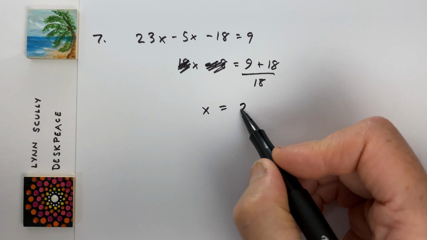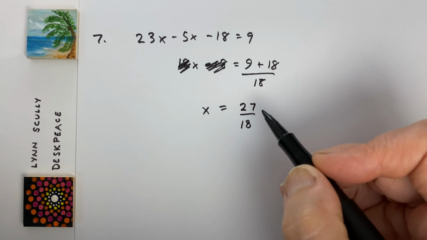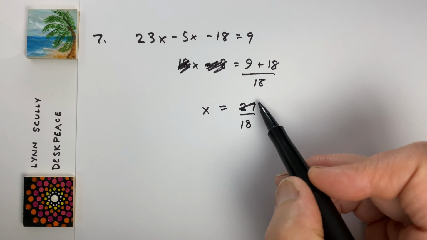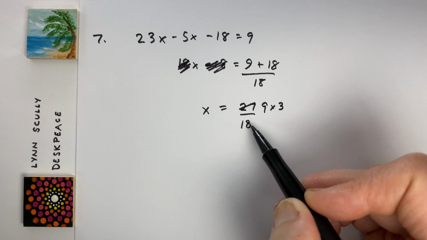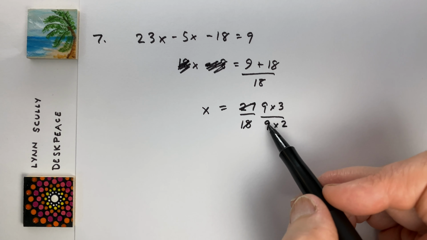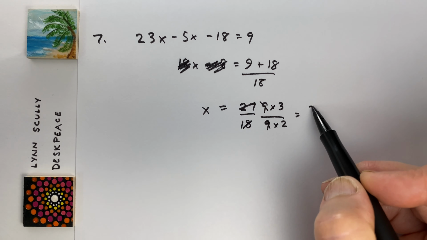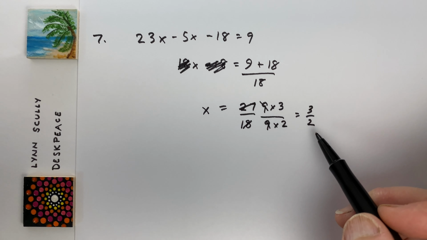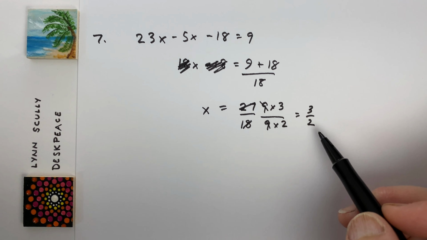9 plus 18 is 27 over 18. I will reduce this one. 27 is the same as 9 times 3. 18 is the same as 9 times 2. 9 divided by 9 gives me 1, and I get 3 halves. And I do this reducing on the fractions playlist.